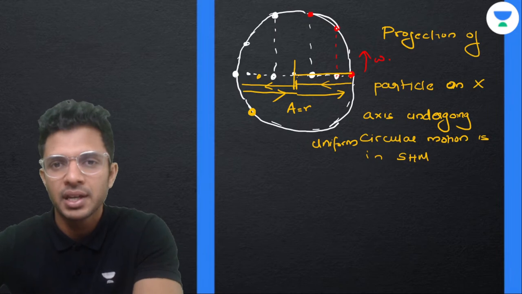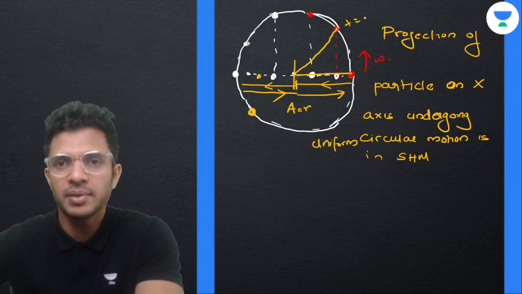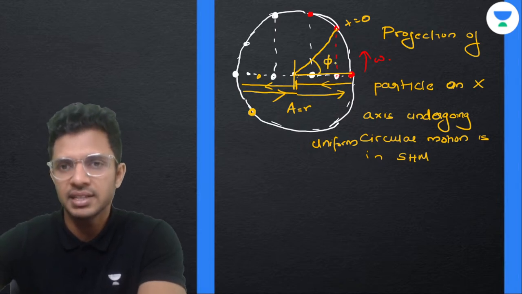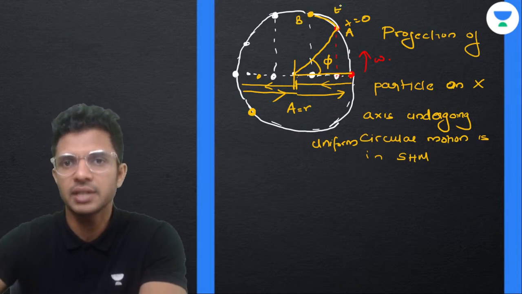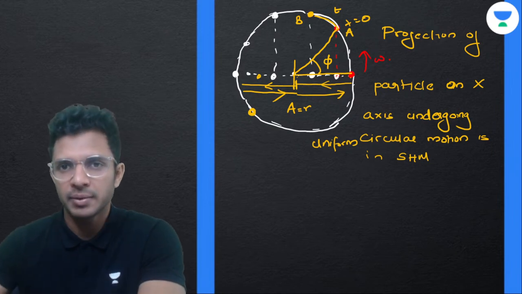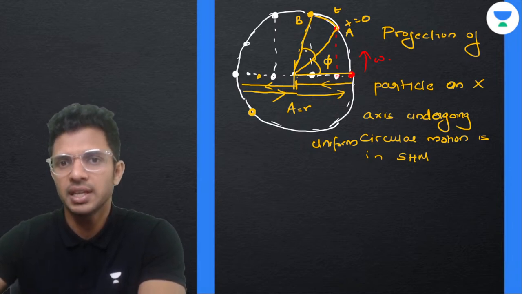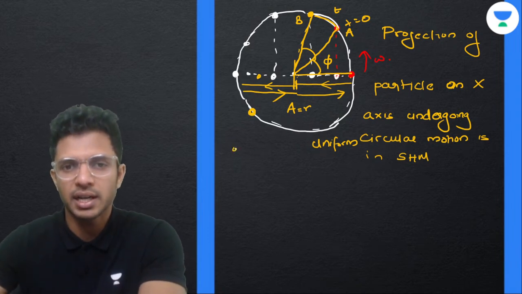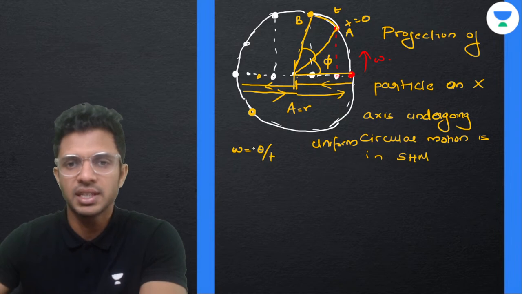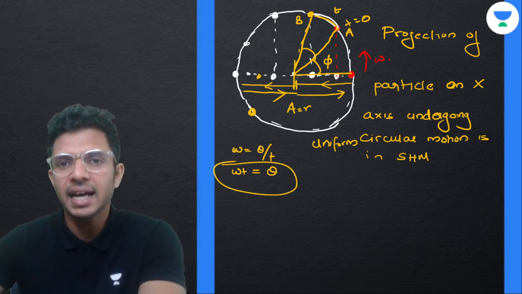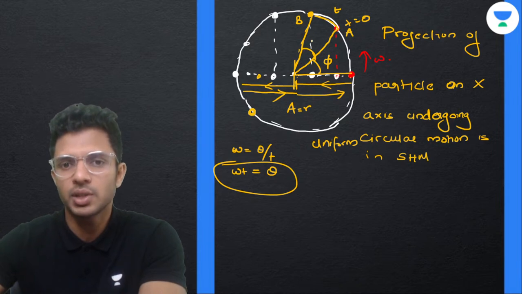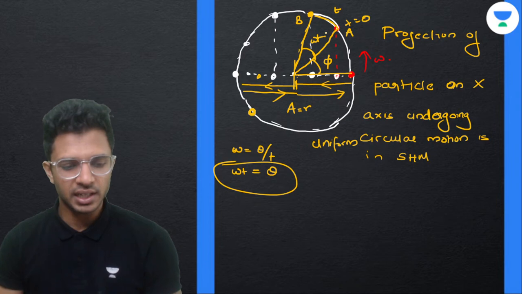Okay, look, very simple. Let's say initially the particle is here. At time t equal to 0, the particle is here and it has an initial phase of phi. From here, the particle moves from point A to point B and reaches here after a time of t. So how much is the angle covered when it moves from A to B? We know that omega is equal to theta by time. So the angle it covers in a time of t will be omega into t. This angle covered by the particle when it moves from A to B is omega t. Any doubt on this?